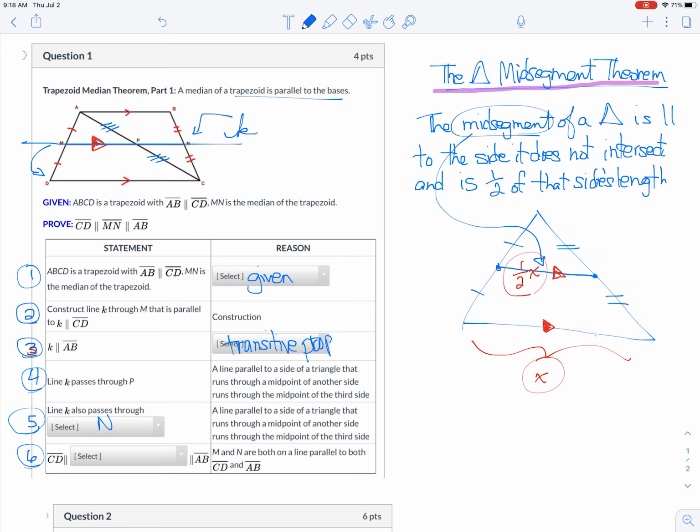Line 6 now, what's happened? CD is parallel to MN, which is also parallel to AB. The median of a trapezoid is parallel to the bases. So this median here ends up being parallel to both base 1 on the top and base 2 on the bottom.